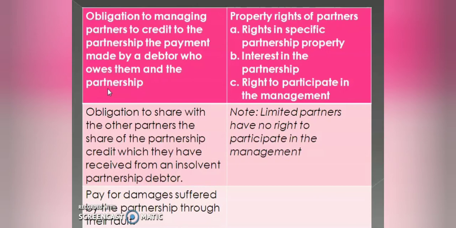So Article 1793, a partner who has received in whole or in part his share of a partnership credit when the other partners have not collected theirs shall be obliged, if the debtor should thereafter become insolvent, to bring to the partnership capital what he received, even though he may have given receipt for his share only.